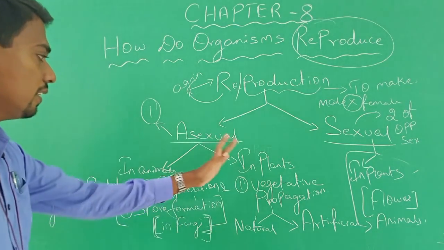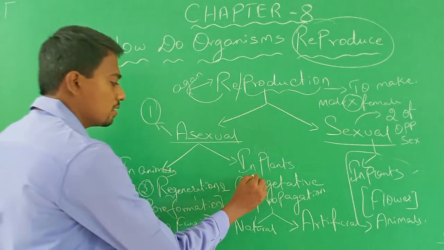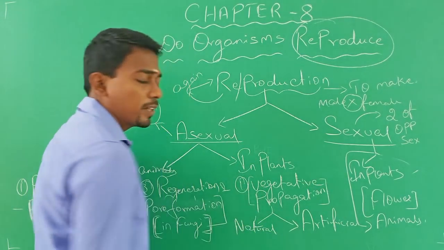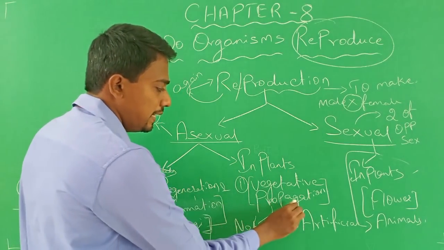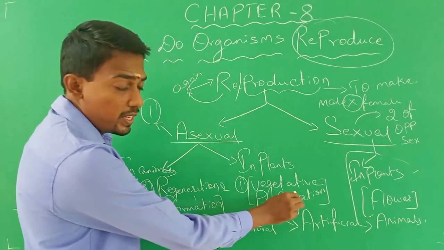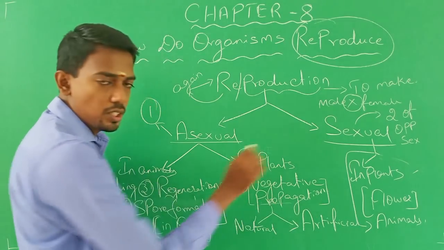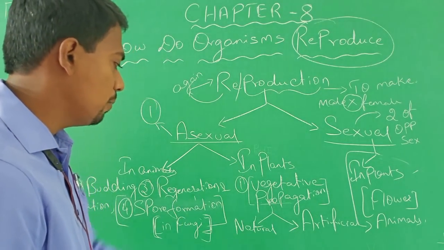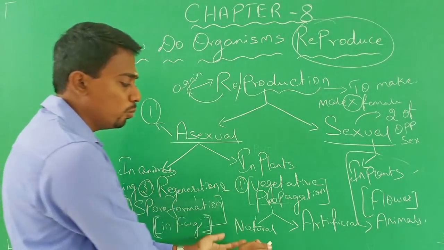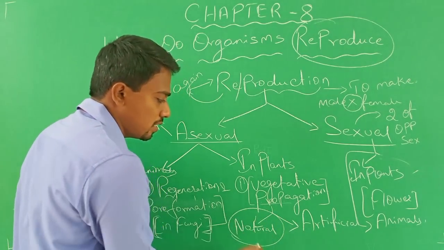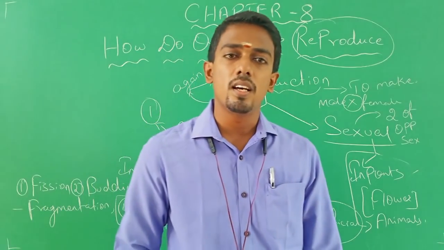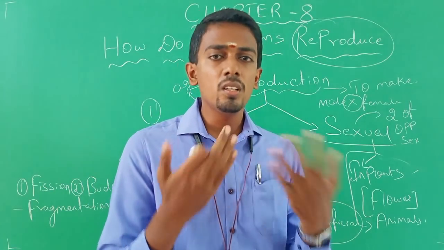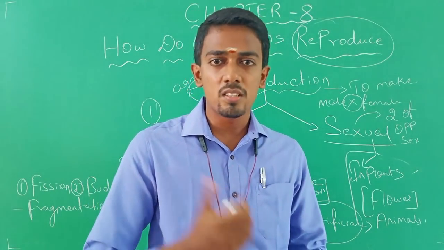In case of plants, this is simply called vegetative propagation. P-R-O-P-A-G-A-T-I-O-N, vegetative propagation. This is of two types, natural means and human assisted. What is meant by human assisted? Assist means what? Am I not assisting you in learning? Yes, I am assisting you.